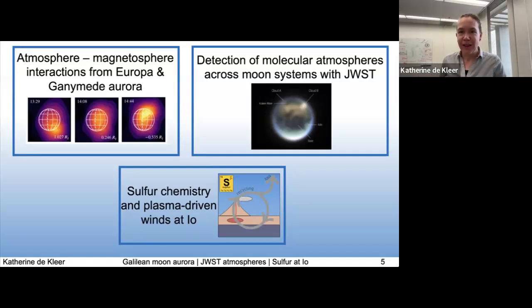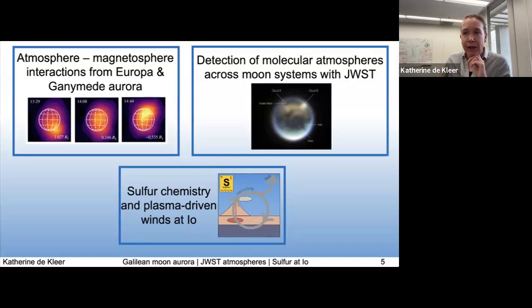So I've split this talk into three small topics where I'm moving, I guess, longer in wavelengths. So I'll start by talking about UV and optical observations of aurora, specifically at Europa and Ganymede. The aurora tell you about atmosphere-magnetosphere interactions in the very upper part of the atmosphere.